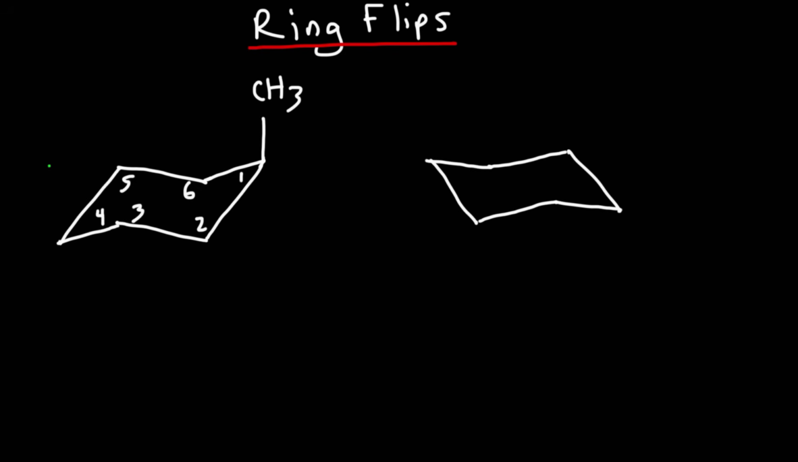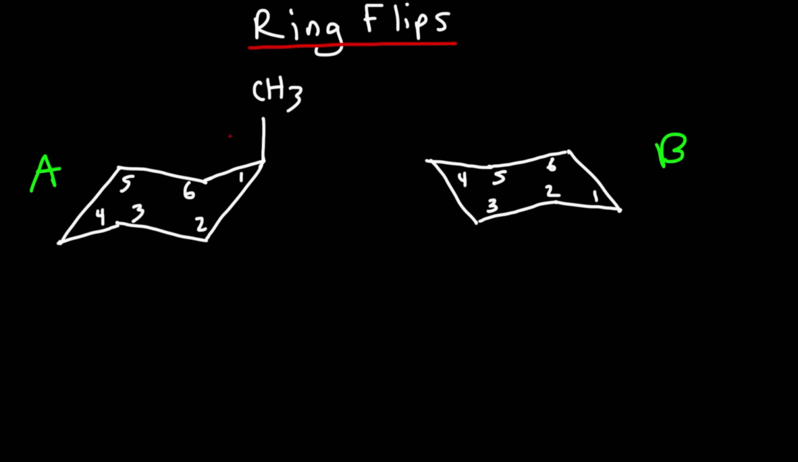So let's call this form A and form B. Going from form A to form B, you want to move these numbers in the clockwise direction. So this carbon, which was carbon 1, was there. It's now going to be here. And each other number is going to move one position in the clockwise direction.